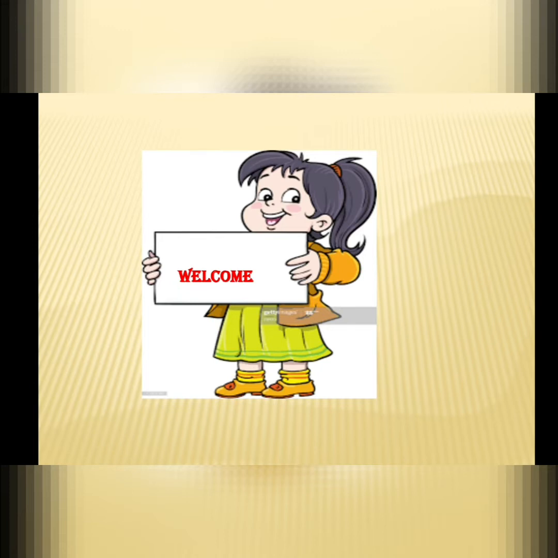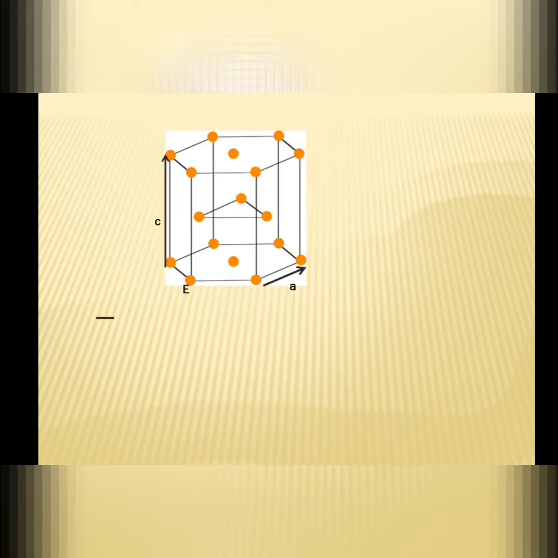Now for calculating the packing fraction of any system, we have to keep in mind three things. I also told it in one of my previous videos, and these three things are: the number of atoms per unit cell; second, what is the volume of the unit cell; and third, what is the relation between the radius of the atom and the lattice parameter.